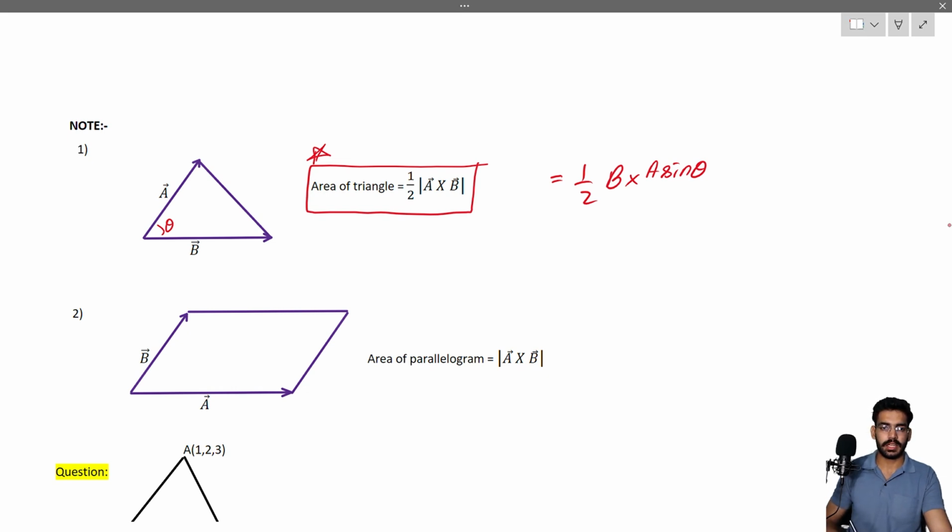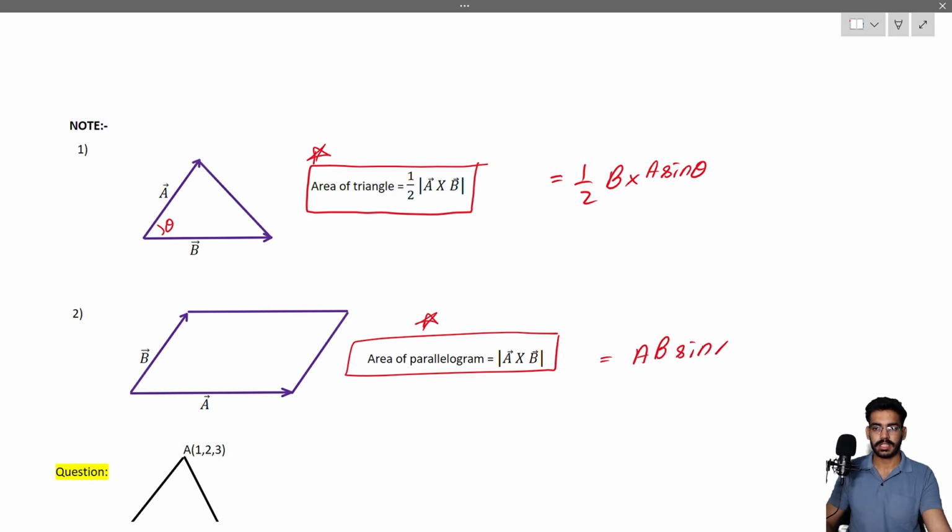Now the next thing: if a and b are two adjacent sides of a parallelogram, then the area of the parallelogram is a cross b. How did this come? You have to remember this. What is the area of a parallelogram? Base into height, right? So the base is a and the height is b sin theta. This is the magnitude of a cross b, so that's why it is ab sin theta.